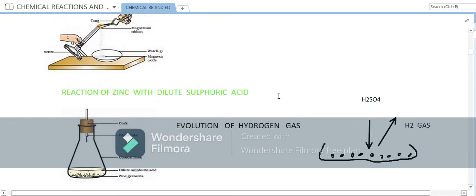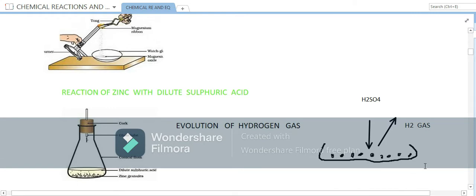Reaction of zinc with dilute sulfuric acid. Here, this is a beaker, and in this beaker we have some zinc granules or zinc dust, whatever you say, and we have a stopcock here and a glass tube inside that cork, so that we can add some sulfuric acid into it. I have shown this magnified here.